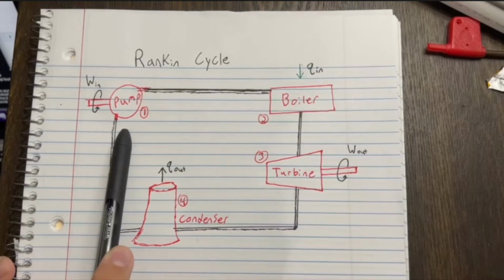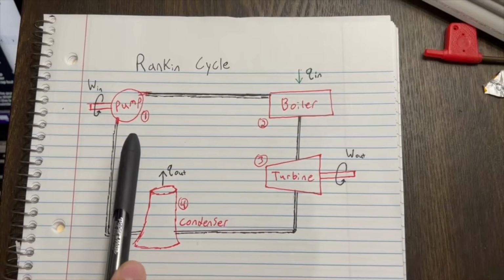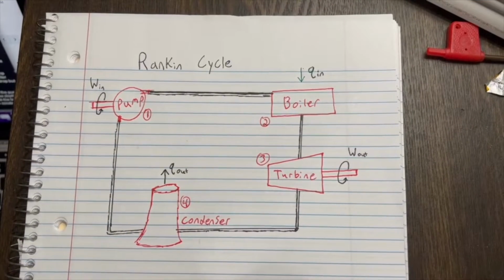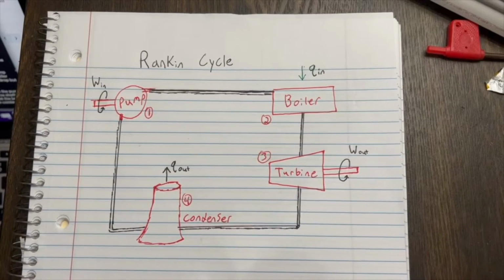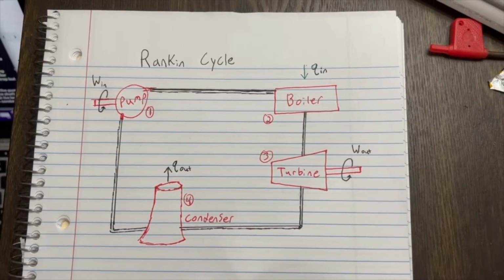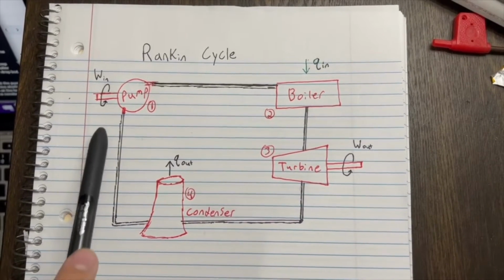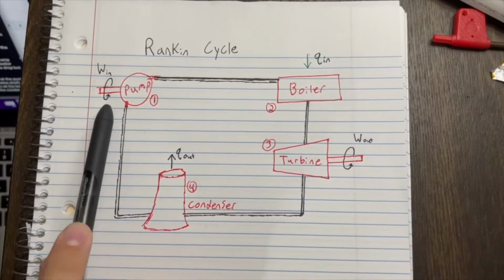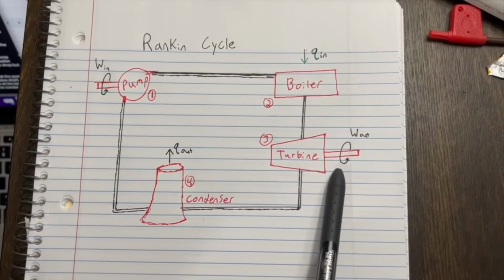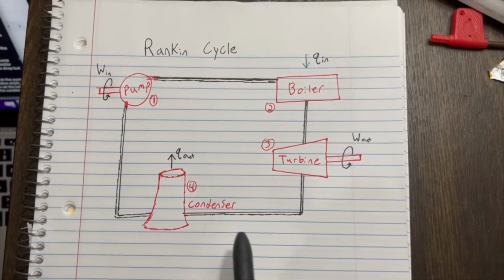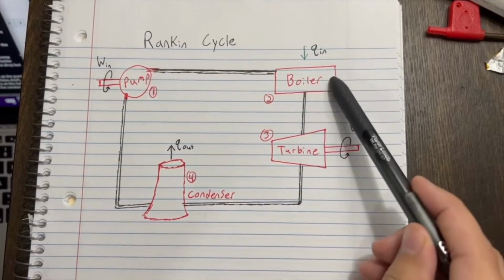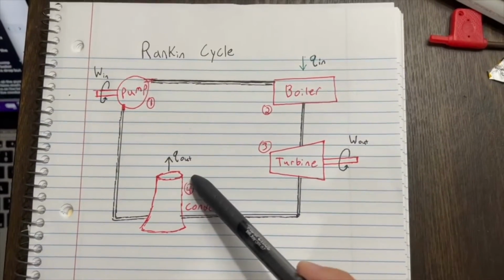In our experiment, we do not have water being recycled. In this situation, we are assuming the pump and the turbine have no heat transfer. The boiler and condenser are assuming no pressure drops, but they do have heat transfer. The system has work coming in at the pump and work coming out at the turbine shaft. The system also has heat coming in at the boiler and heat leaving at the condenser.